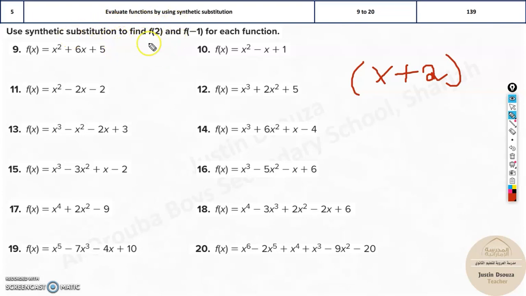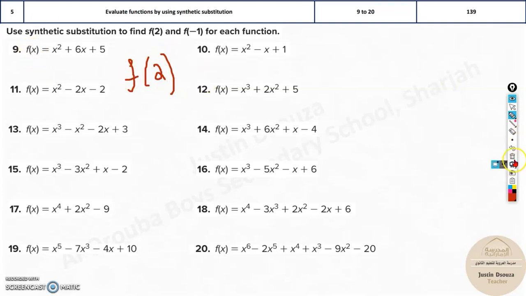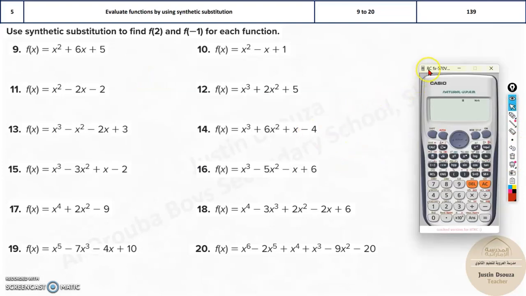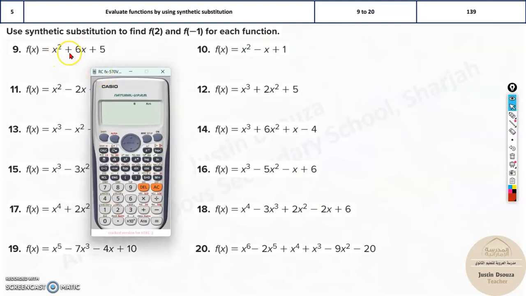You have to do synthetic substitution to find f of 2. It's basically finding the function of x at the term 2, in the sense that instead of x you're just putting 2 and solving. So this is one of the easiest and most basic problems. All you need to do over here is, wherever x is in the equation, put 2 first.